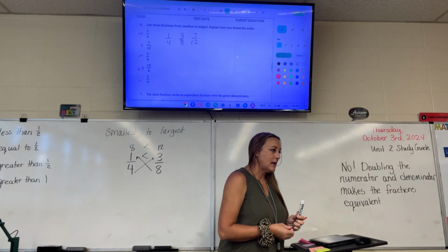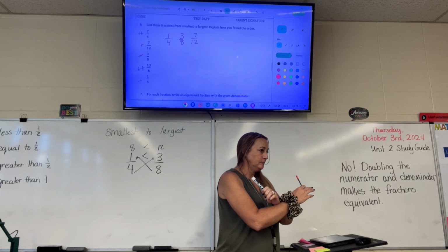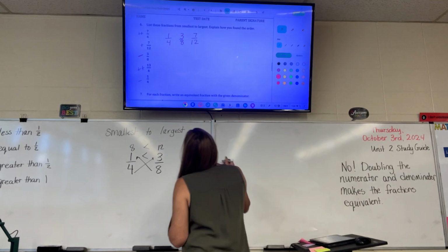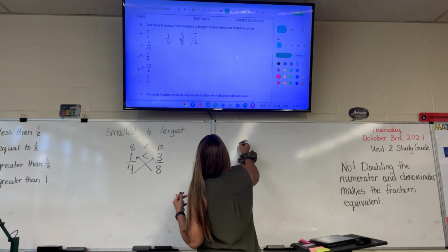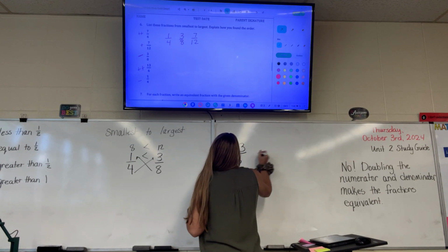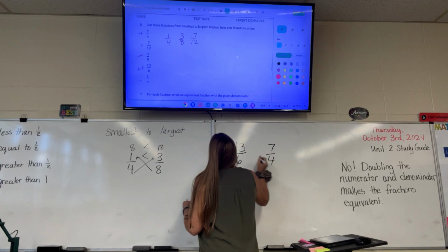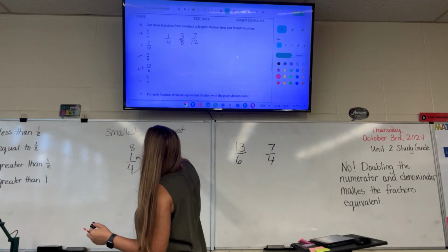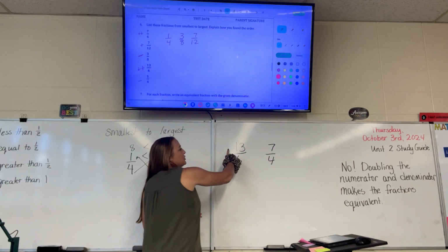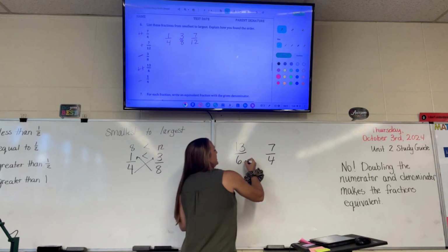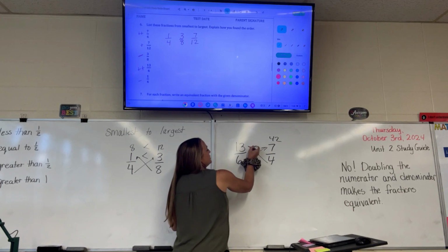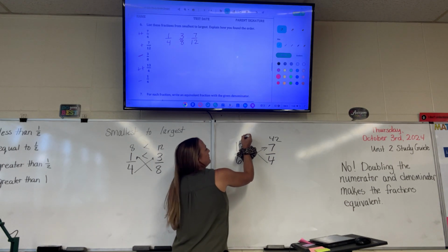Cross multiply. We gotta cross multiply. Okay? So we're gonna cross multiply 13/6 and 7/4, just like we cross multiplied our two minus fractions. We cross multiply our two double pluses. 6 times 7, 42. 4 times 13, 52.